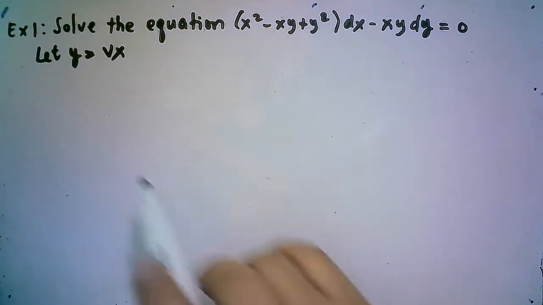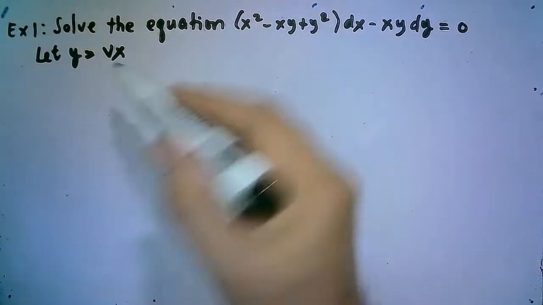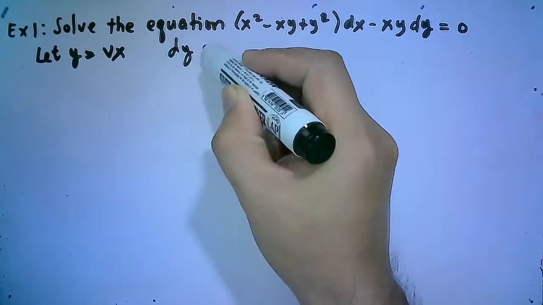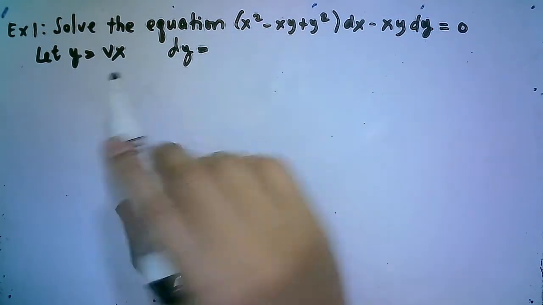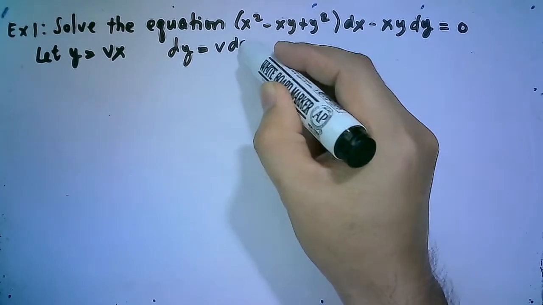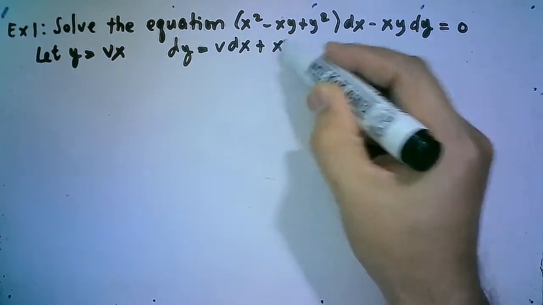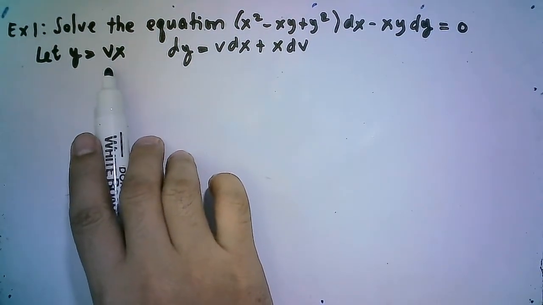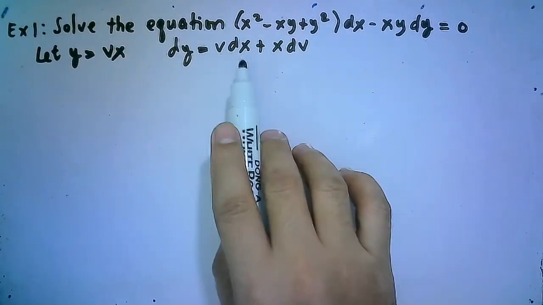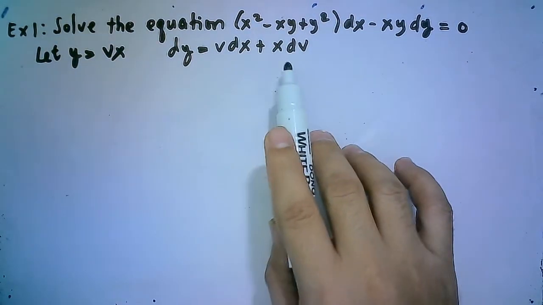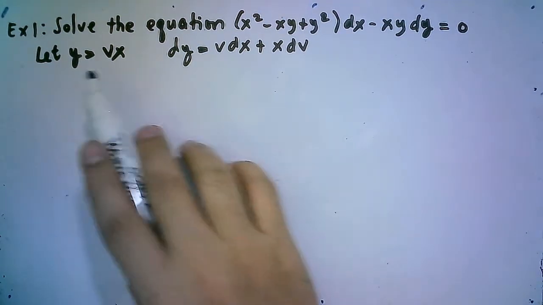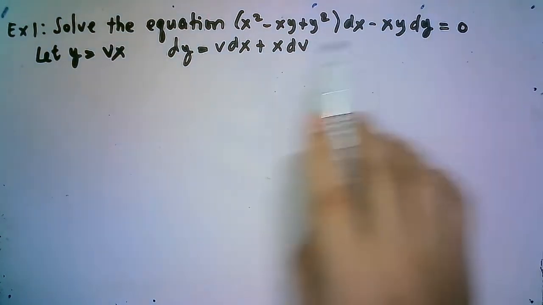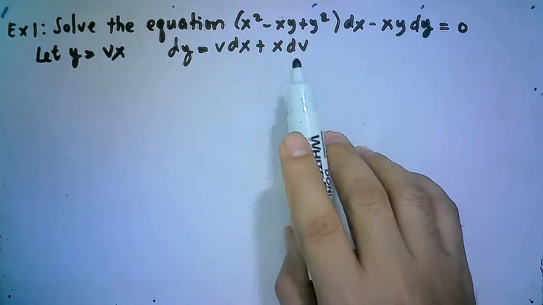our substitution. So if we have y equals vx, then dy, the derivative of y, dy equals derivative of vx equals v dx plus x dv. So this is the derivative of the product vx. So v dx plus x dv. This time, we will substitute all values of y by vx and dy by v dx plus x dv.